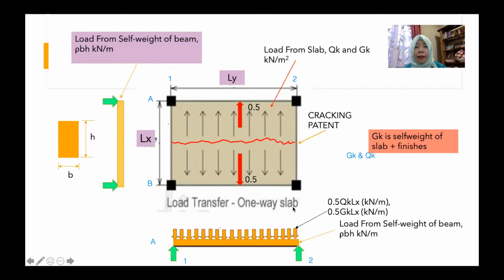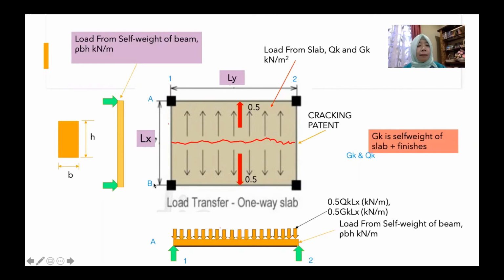The slab, we have GK and QK. So now load from the slab is denoted by the arrow down here: 0.5 QK LX, because the slab supports QK LX, with coefficient 0.5. And another one is from the GK, 0.5 GK LX. The unit is kilonewton per meter. These two together with the self-weight of the beam, rho BH, is the total load supported by this beam.